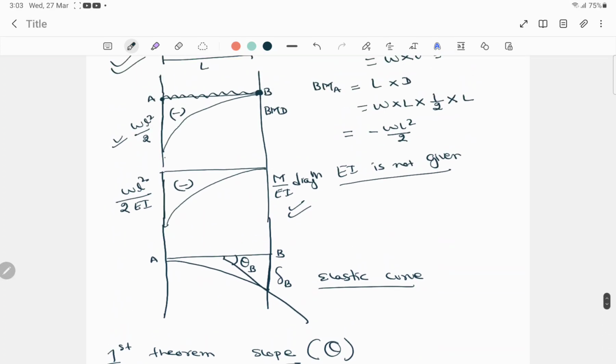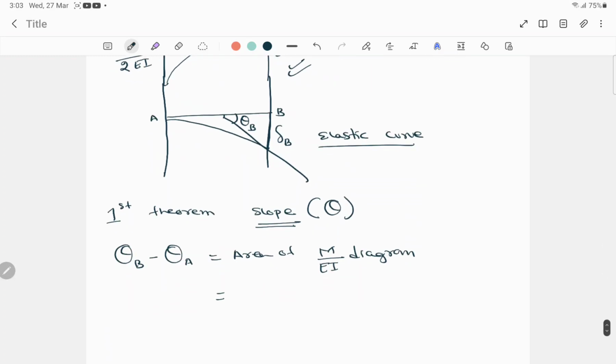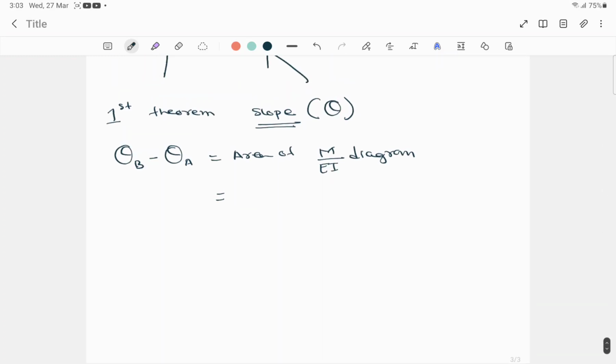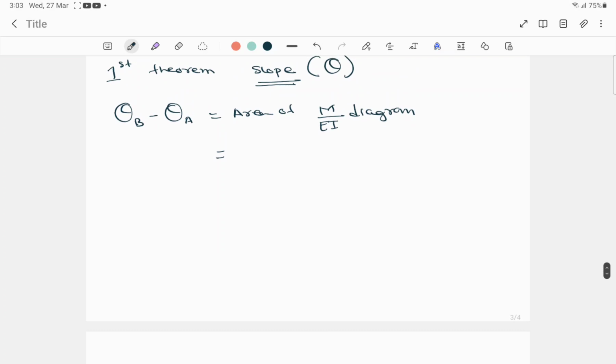Here, see, it's not a triangle, so it's a parabola. In my previous video I explained how to find the area for this type of beam. So suppose this is a parabola, right? To find the area, what is the formula? That is 1 by 3 into h into L. This is the formula for this type of shape. So now we have to write 1 by 3 into h into L.